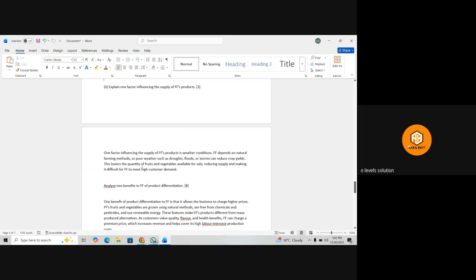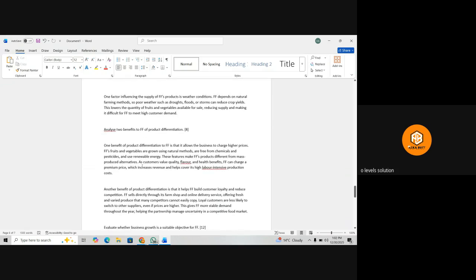And the next question, analyze two benefits to FF of product differentiation. So first of all, you need to explain what is the meaning of product differentiation and then write its benefit. One benefit of product differentiation to FF is that it allows the business to charge high price. FFS fruits and vegetables are grown using natural methods, and they are free from chemicals and pesticides and use renewable energy. So these features make FFS products different from the produce alternatives. So as customers value quality, flavor, and health benefits, FF can charge premium price, which can increase revenue and helps cover its high labor intensive production cost.